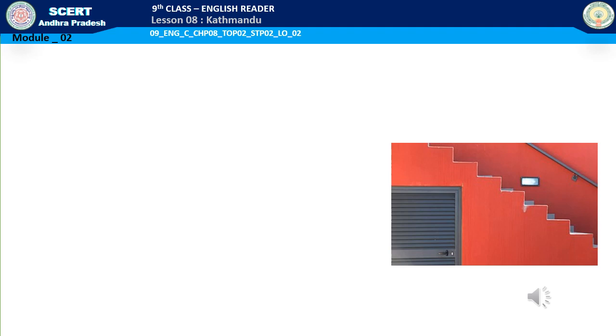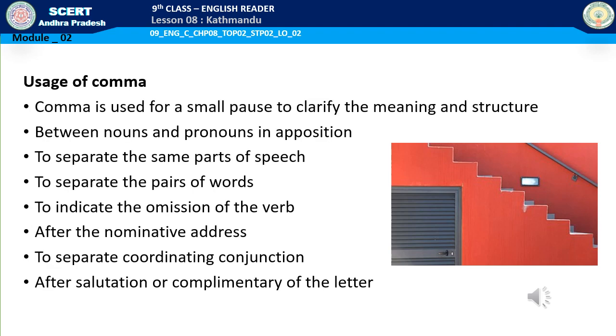Recollect the usage of punctuation mark comma. Comma should be used between nouns and pronouns in apposition, to separate same parts of speech, to separate pairs of words, to indicate omission of verb, after nominative address, to separate coordinating clauses, after salutations and complementaries of a letter, after phrases and words placed at the beginning of a sentence.